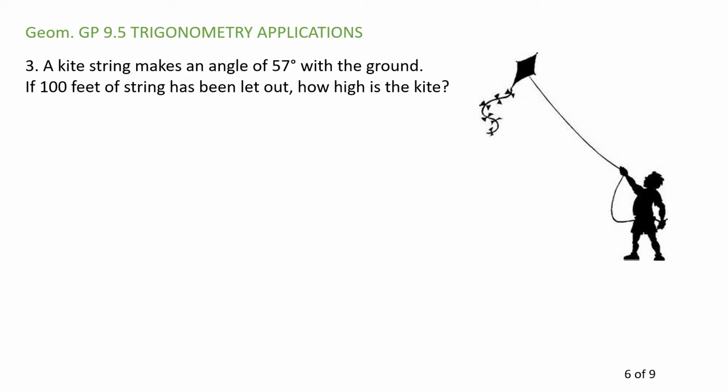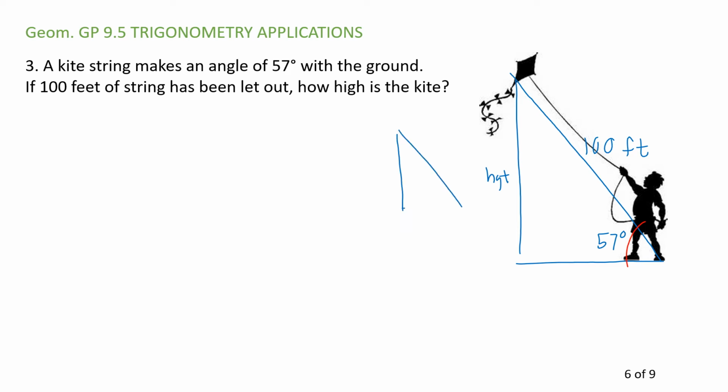Well, look at number 2. If you weren't looking at the picture, it says a kite string makes an angle of 57 degrees with the ground. 100 feet of that string has been let out. How high is the kite? Well, I can't climb up the string to measure the height, but I can create a right triangle. And I know that it makes a 57-degree angle with the ground, and that 100 feet of string has been let out. And I'm trying to find the height. So draw yourself a picture. I'm trying to find this height here, or altitude.